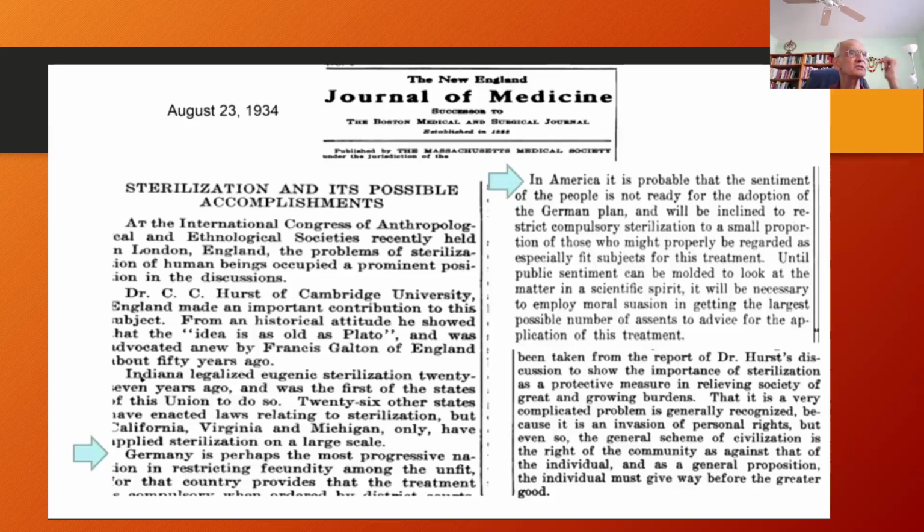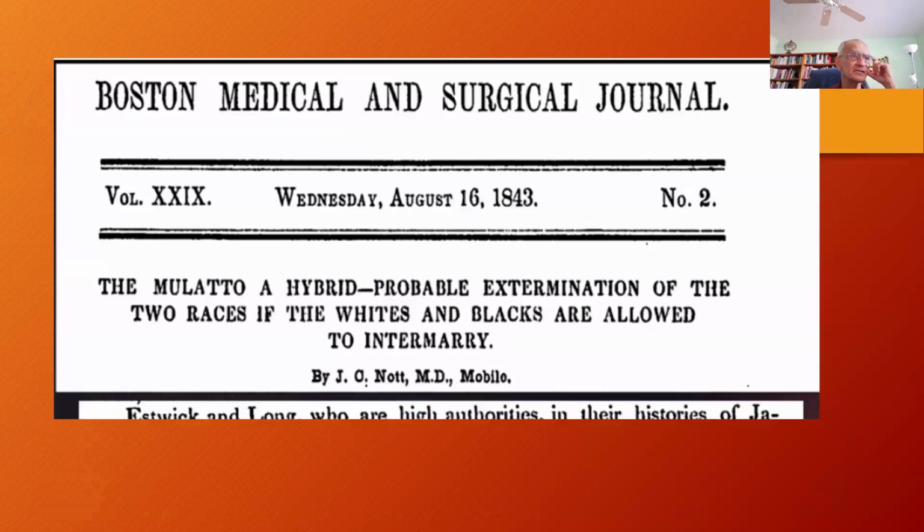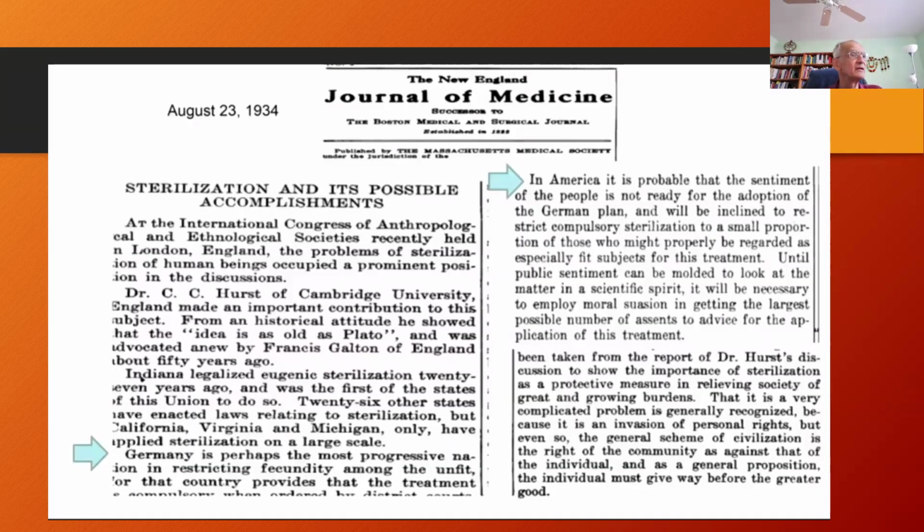So this is the prestigious New England Journal, and this is as recently as 1934. So even 100 years later, they hadn't changed dramatically. This was the previous name of what became the New England Journal of Medicine. Again, they just said, this is... Are allowed to marry, this is not going to come out well. So even 100 years later, they hadn't changed their thinking.